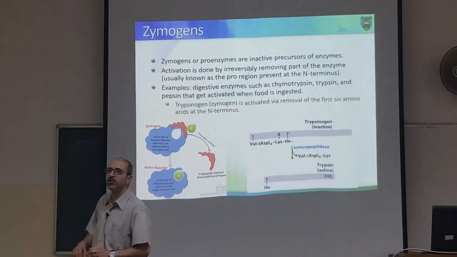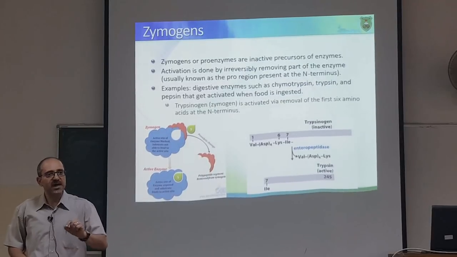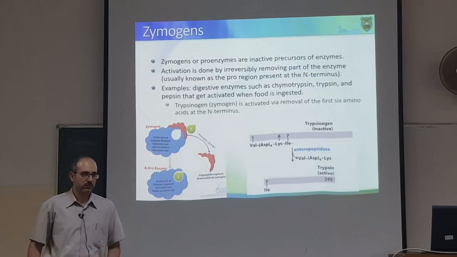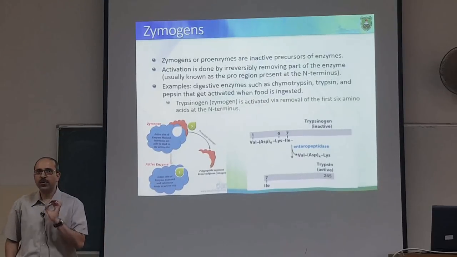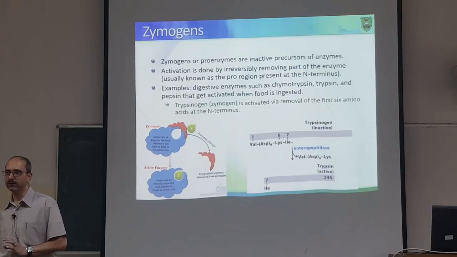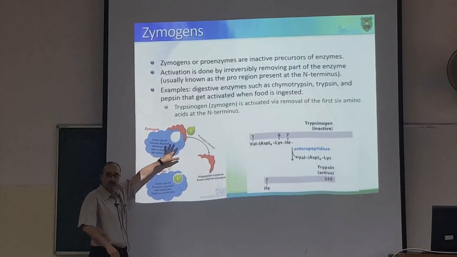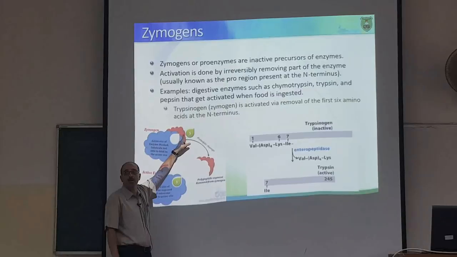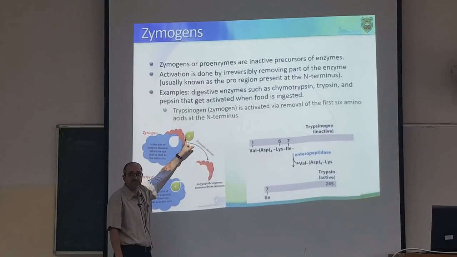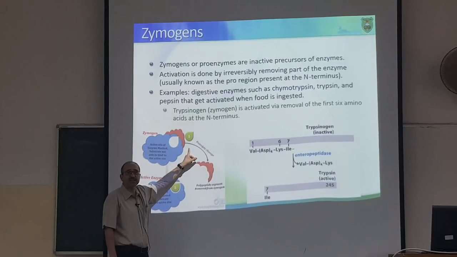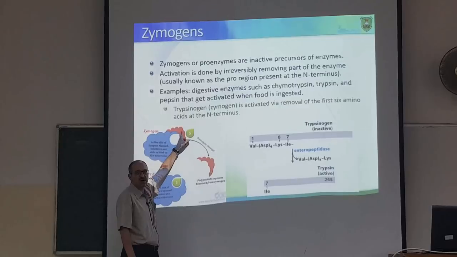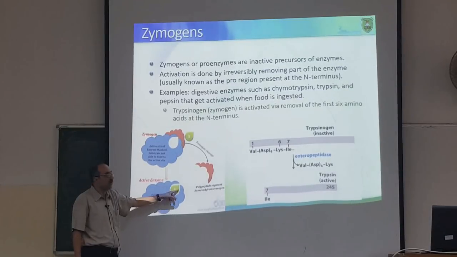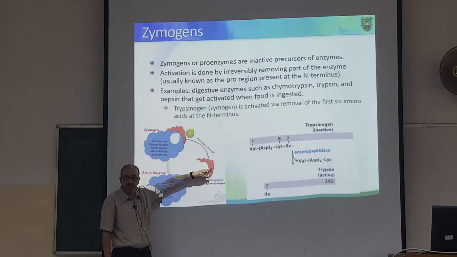These enzymes collectively are known as zymogens. Zymogens are enzymes that require proteolytic cleavage in order to be activated. What happens? This enzyme is inactive, it's a zymogen. The active site is masked, covered by part of the protein itself. So in order to activate this enzyme, this part is cut off, opening up the active site, and now the protein is active, the enzyme is active. Now this peptide that is cleaved off, it's irreversible.